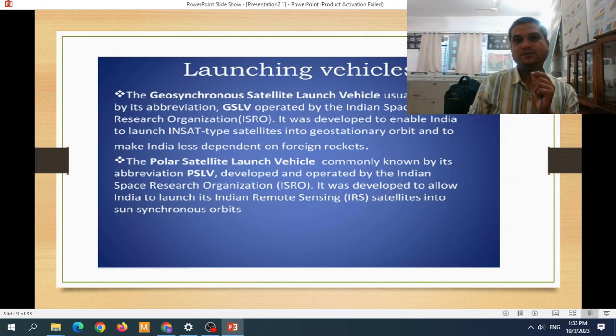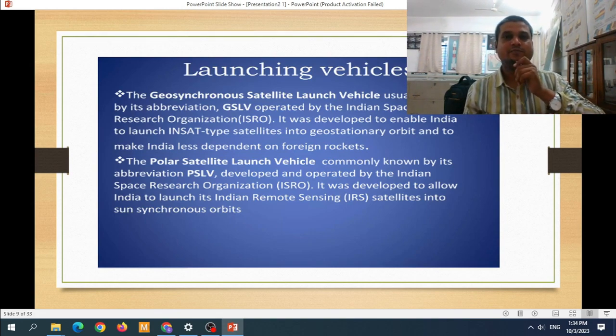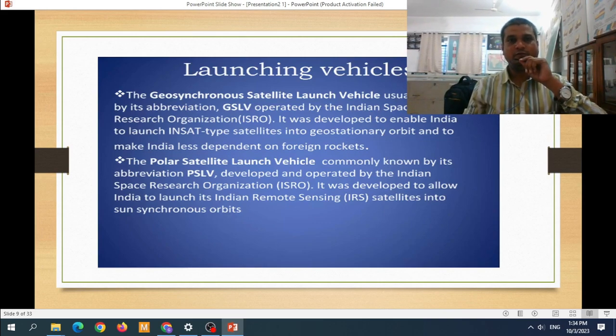Then with the help of this, first we have to launch that particular satellite. You have to know the launching vehicle, which type of launching vehicle is used for that particular artificial satellite. That is the Geosynchronous Satellite Launch Vehicle, usually known as GSLV. You have to remember the short form, GSLV, operated by ISRO. It was developed to enable India to launch INSAT type of satellite, that is the geostationary orbit, and make India less dependent on foreign rockets.